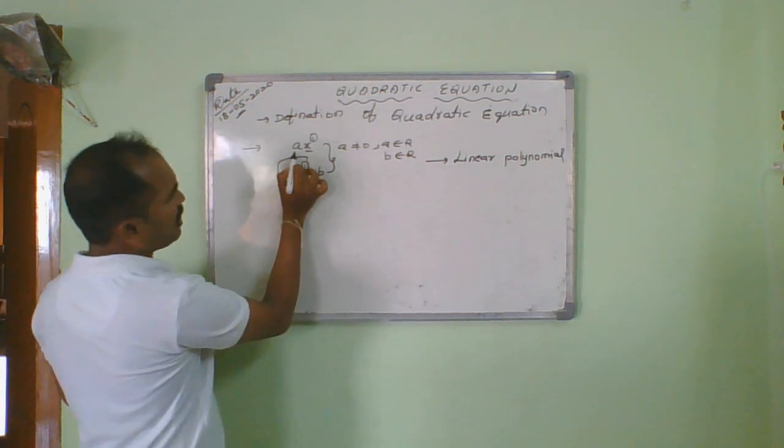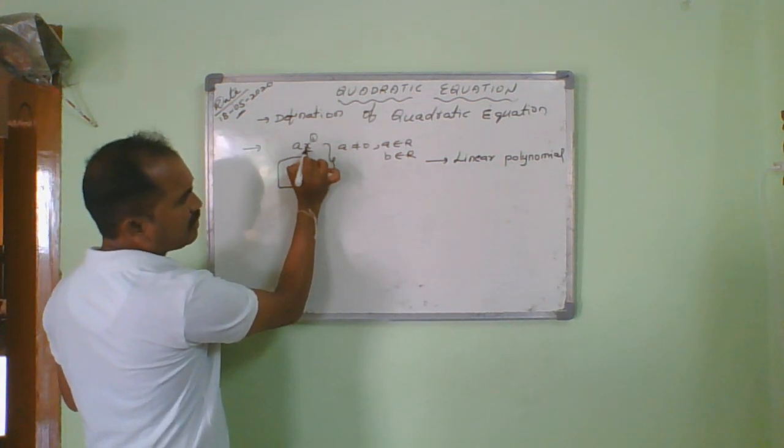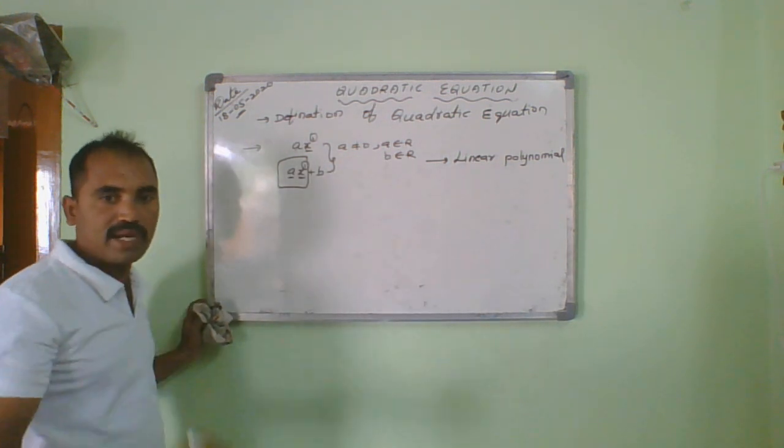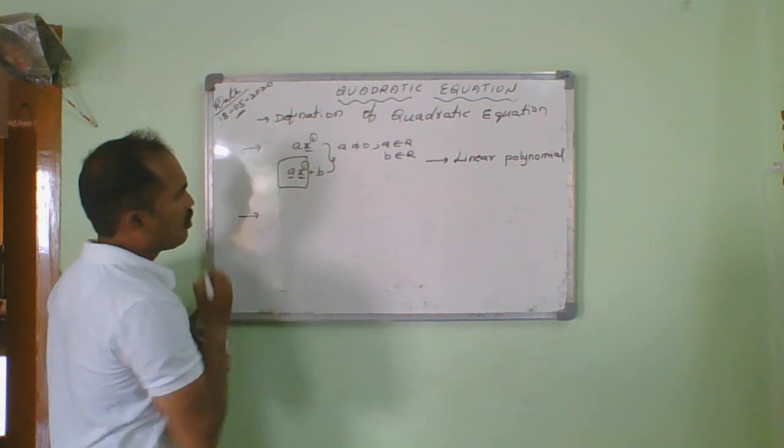Here also same. The highest power of the variable, the numerical coefficient, should not equal 0. Then only we will call it a linear polynomial. Next one is that. What is the next?